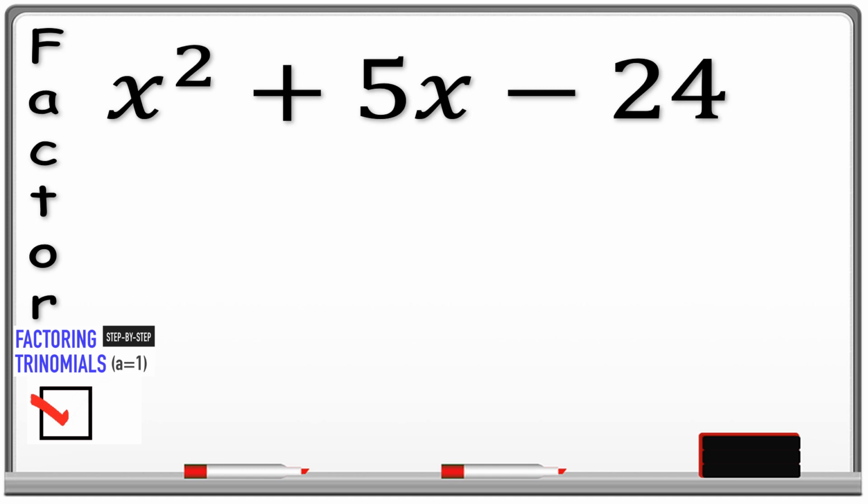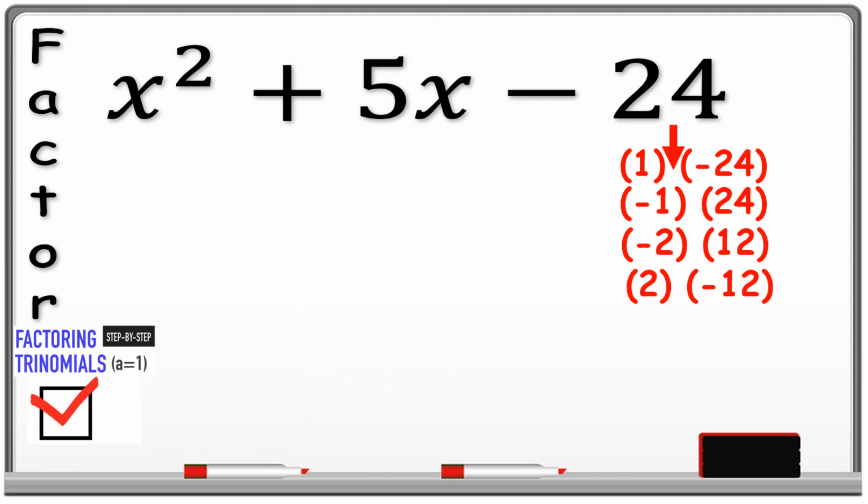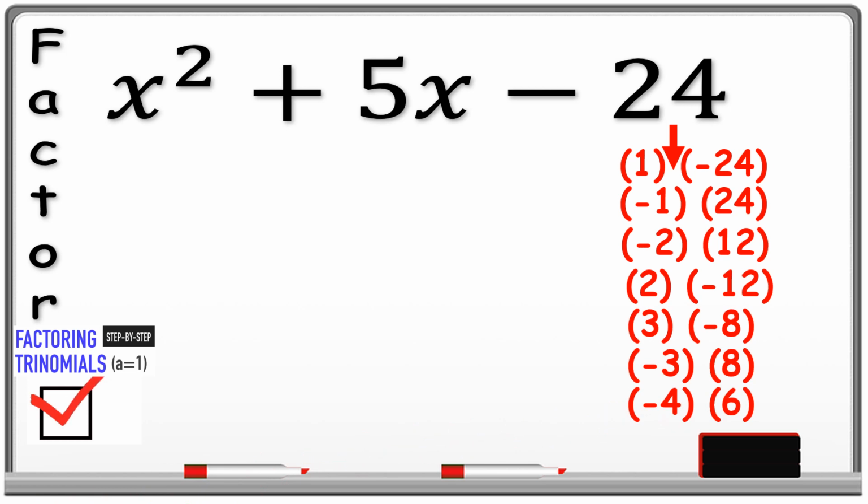Let's try another one. If we have x squared plus 5x minus 24, you list all the factors of negative 24. We have 1 times negative 24, negative 1 times 24, negative 2 times 12, 2 times negative 12, 3 times negative 8, negative 3 times 8, negative 4 times 6, and of course, 4 times negative 6.